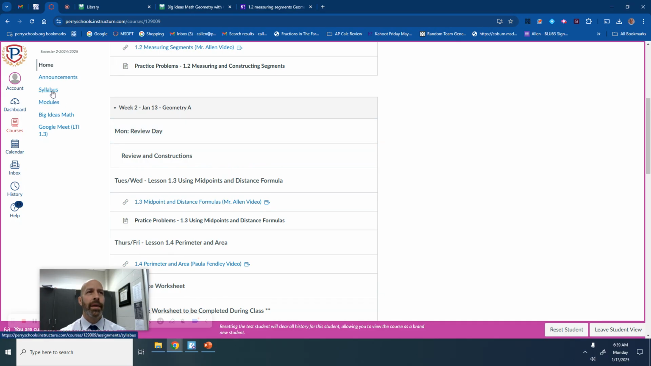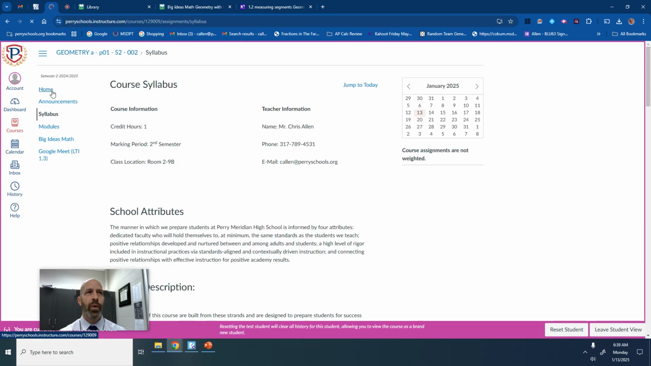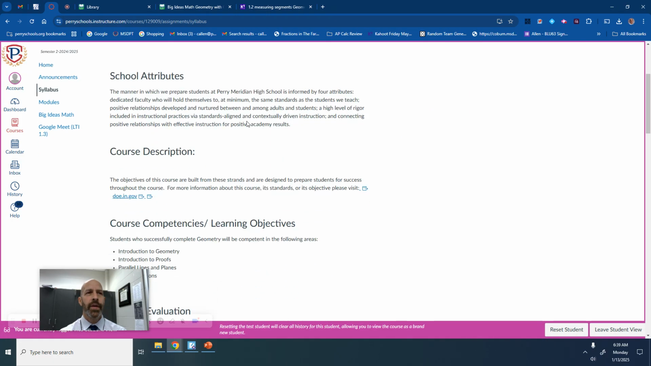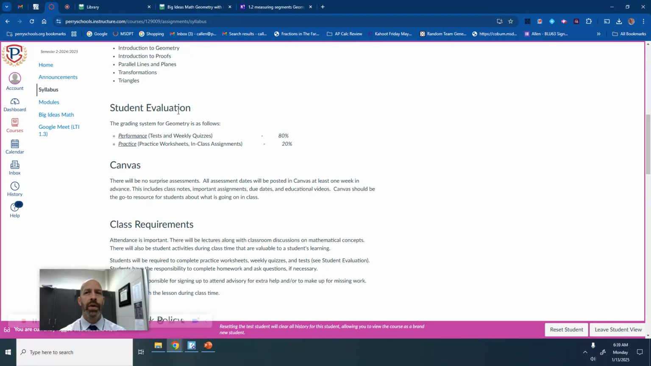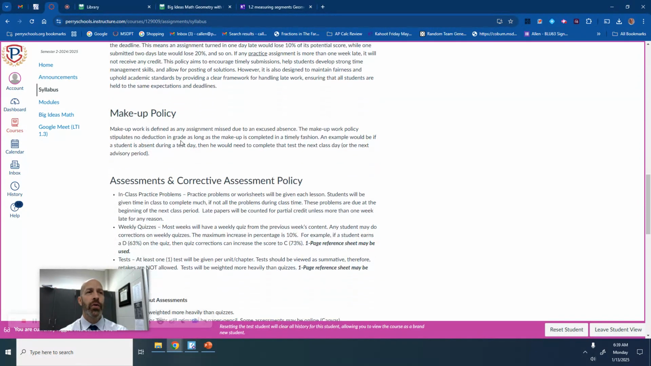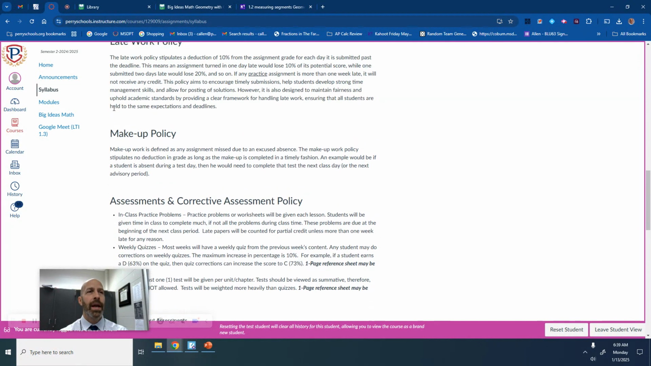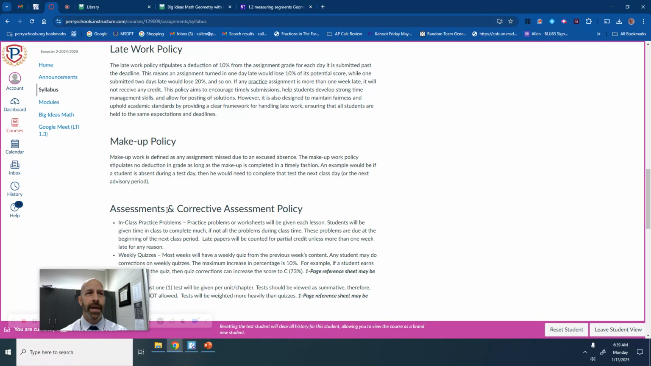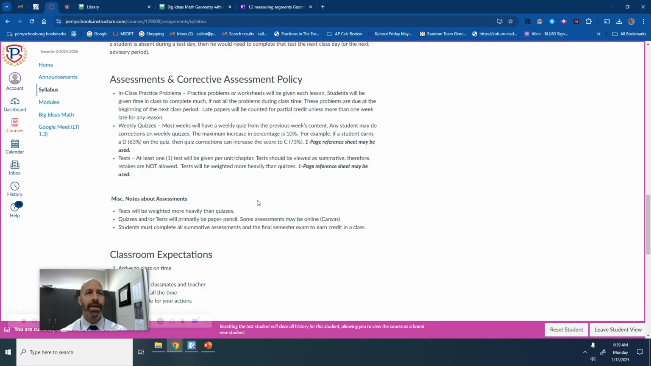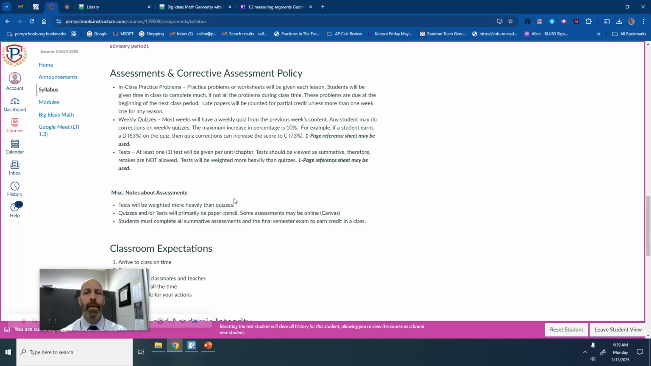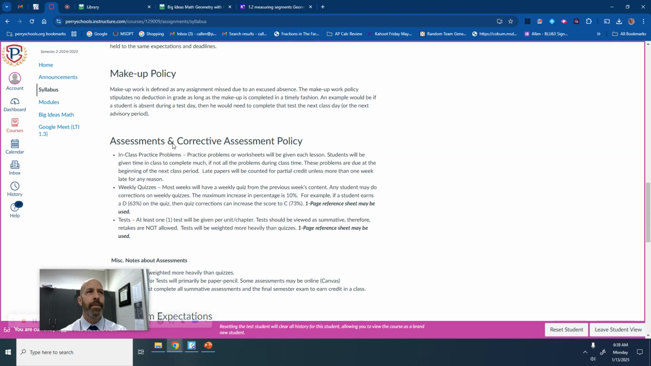So to grading policies, if you go into the syllabus portion, you can see, for example, student evaluation, which means their grade, is 80% on performance tasks and 20% of the grade is determined by practice. We can also scroll down here a little bit and see the makeup work policy, the late work policy, the assessment and corrective assessment policies. All of those grading expectations are outlined in the syllabus. By the way, that applies both to Calc AB and BC as well.